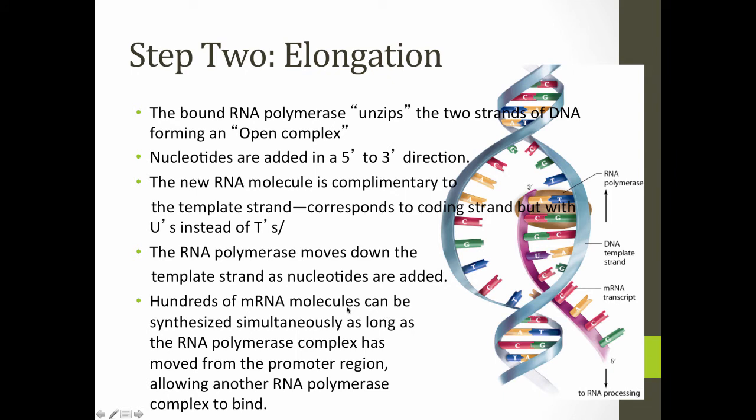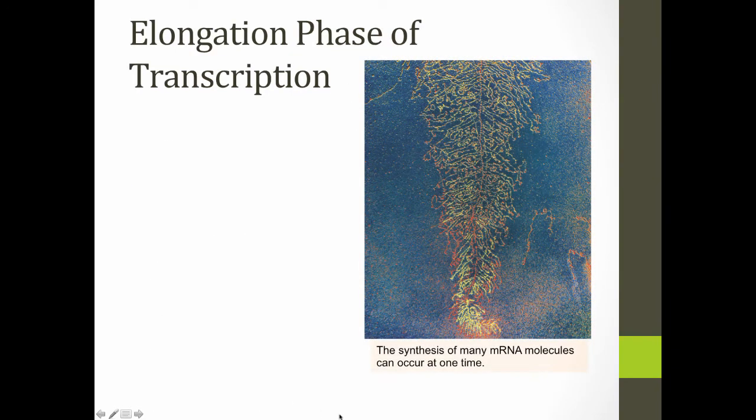And we can synthesize hundreds of mRNA molecules simultaneously as long as the RNA polymerase complex has moved off the promoter region. So once the RNA polymerase moves past the promoter, another RNA polymerase can come in, bind to that promoter and begin transcribing, following along behind the first one. And in some cases, what you'll actually see in a prokaryotic cell is that as this mRNA is being made, a ribosome will immediately add itself to the end and begin translating it. So they're going to happen simultaneously.